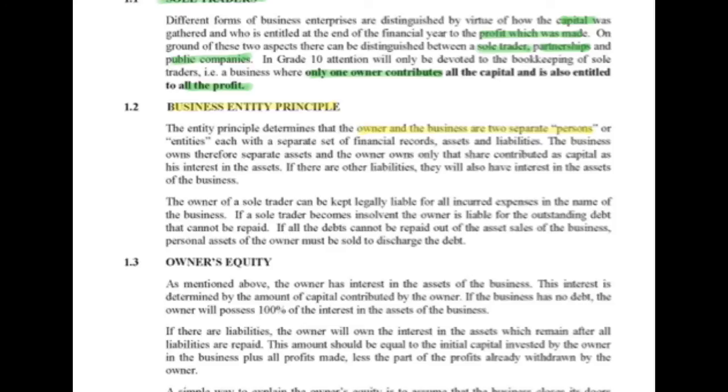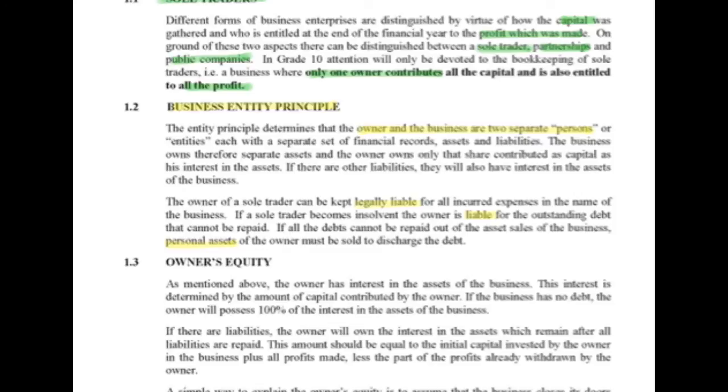The owner of a sole trader can be held legally liable for all the expenses incurred in the name of the business. If a sole trader becomes insolvent, the owner is liable for the outstanding debt that cannot be repaid. If all the debts cannot be repaid out of the sale of the business's assets, then the personal assets of the owner can be sold to discharge the debt. This is called unlimited liability.